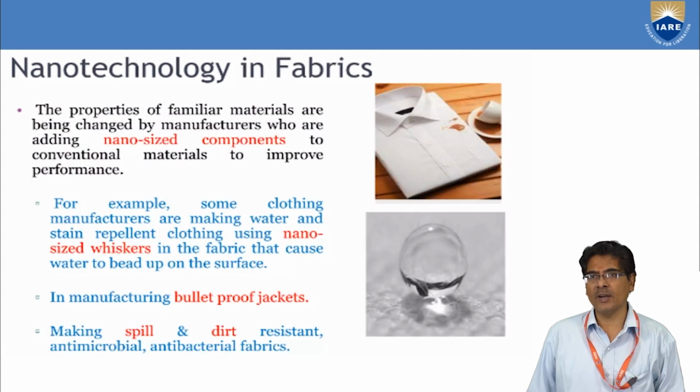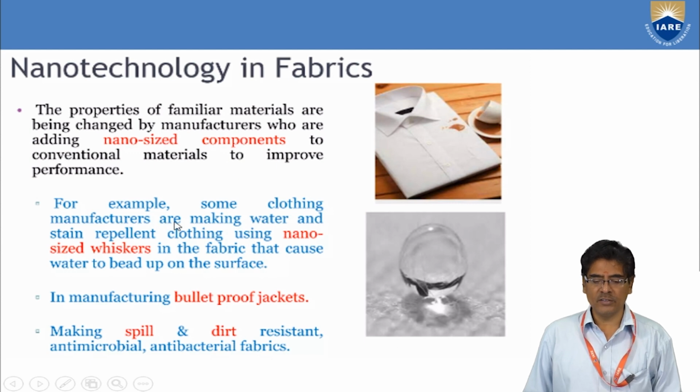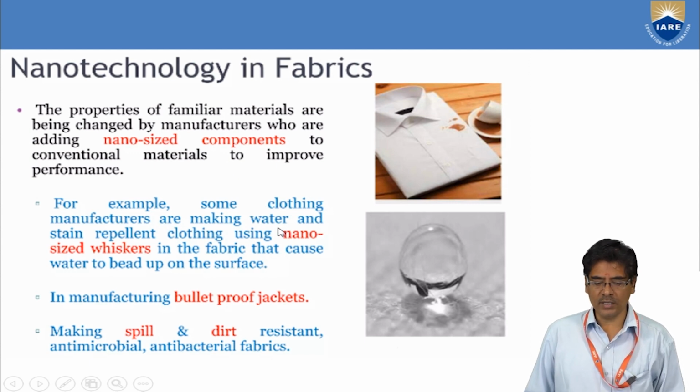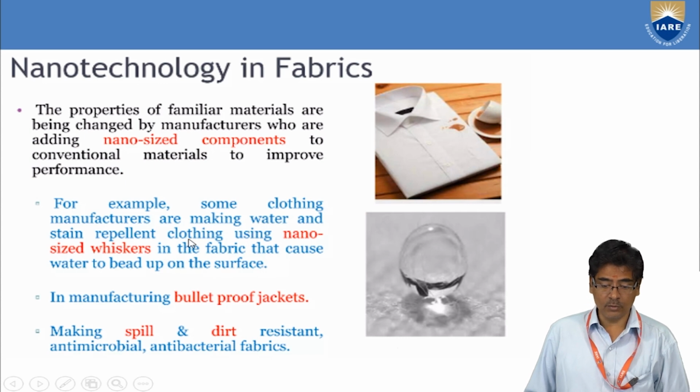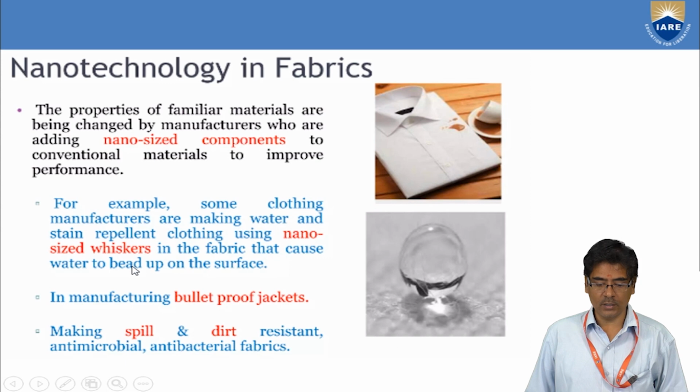Now, nanotechnology in fabrics. The properties of familiar materials are being changed by manufacturers who are adding nano-sized components to conventional materials to improve performance. For example, some clothing manufacturers are making water and stain repellent clothing using nano-sized whiskers in the fabric that cause water to bead up on the surface. Applications include manufacturing bulletproof jackets and making spill and dirt resistant, antimicrobial and antibacterial fabrics.